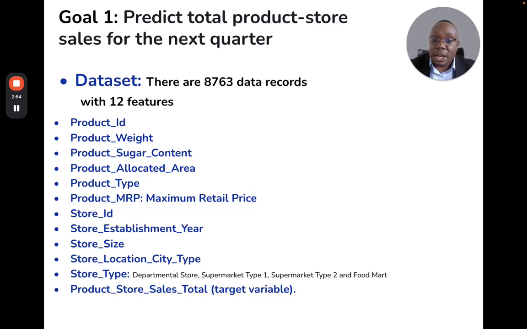And then we had the other characteristics about the store: the store ID, the store establishment year, the size, the location city type, and the type of the store, whether it's a departmental store, supermarket type 2, or a food mart. And then the target variable, the product store sales total, which was the target variable that we'll be using. So if you have this kind of data, you can now follow along.